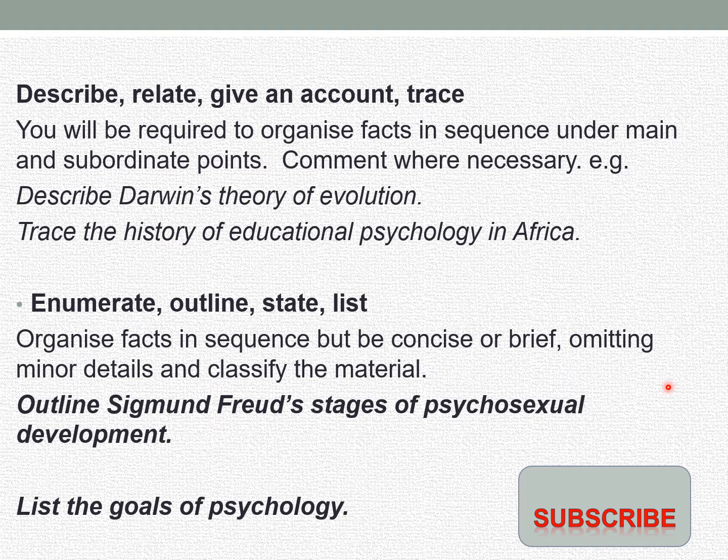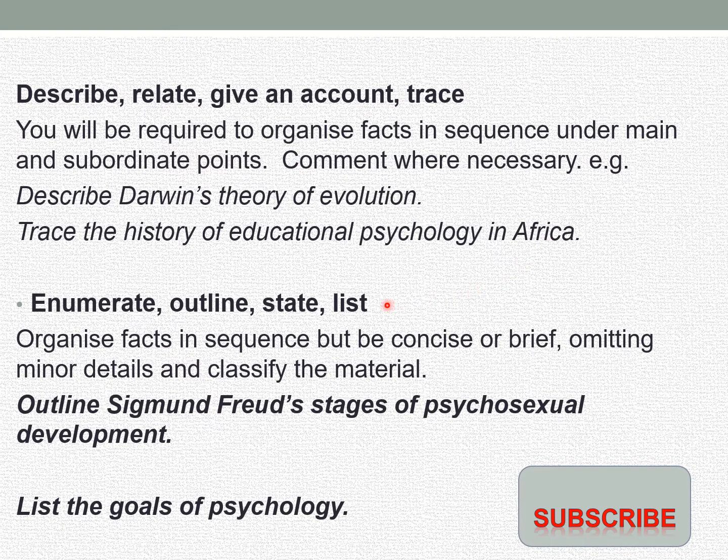If an essay says describe, relate, give an account of, trace, you have to be able to organize facts in sequence under the main subordinate points. Comment where necessary, e.g., describe Darwin's theory of evolution, or trace the history of educational psychology in Africa. You have to organize those facts in such a way that you illustrate the main points.